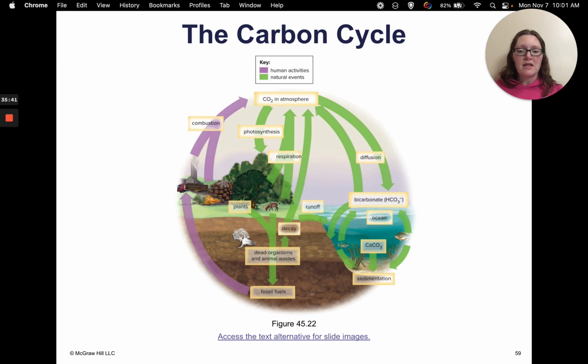The purple in this diagram is human activities and the green is natural activities. So we are releasing things faster than the plants can naturally take it in, which is causing a lot of issues in the environment, causing the planet to warm up much quicker than the environment can handle. So yes, some of this is natural, but some of it is happening too fast.